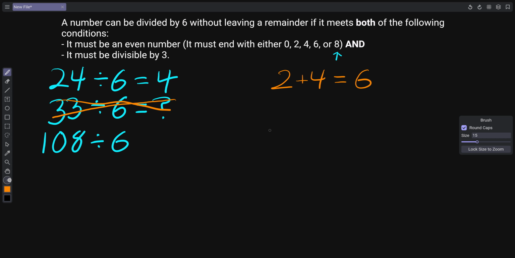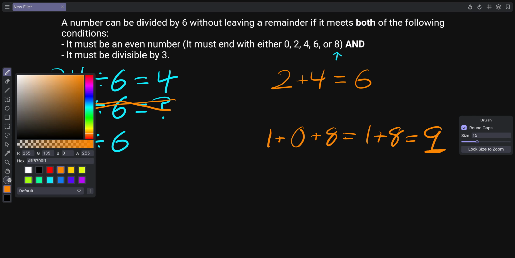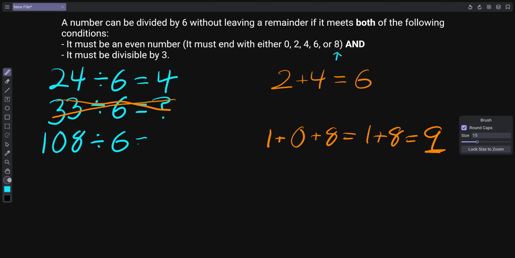add them together. So if we do that, we do 1 plus 0 plus 8, that's just going to become 1 plus 8, which is going to become 9. And 3 can be evenly divided into 9. And because we have an even number, and because 3 can be evenly divided into this number, then we know that it can be evenly divided by 6.